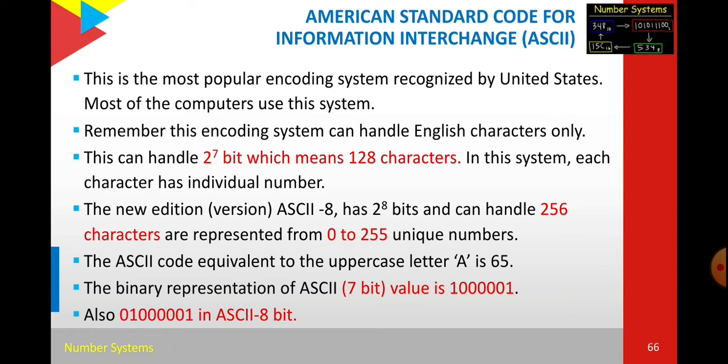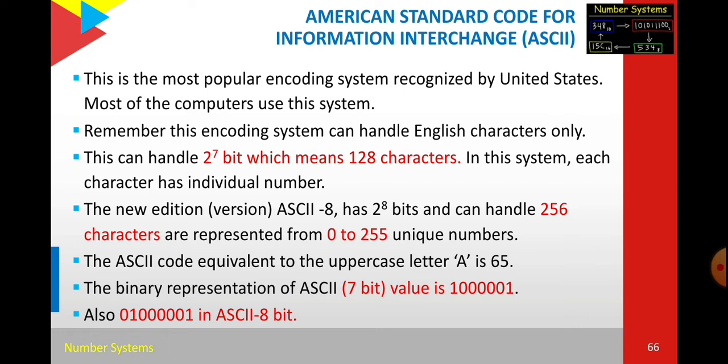In the same way, we can represent each and every character in ASCII. Here one example is given: the ASCII code equivalent to the uppercase letter A. The ASCII value of uppercase A is 65. How can we represent it in binary numbers? In 7-bit value, we can represent it as 1000001. So this is the ASCII value in 7-bit.